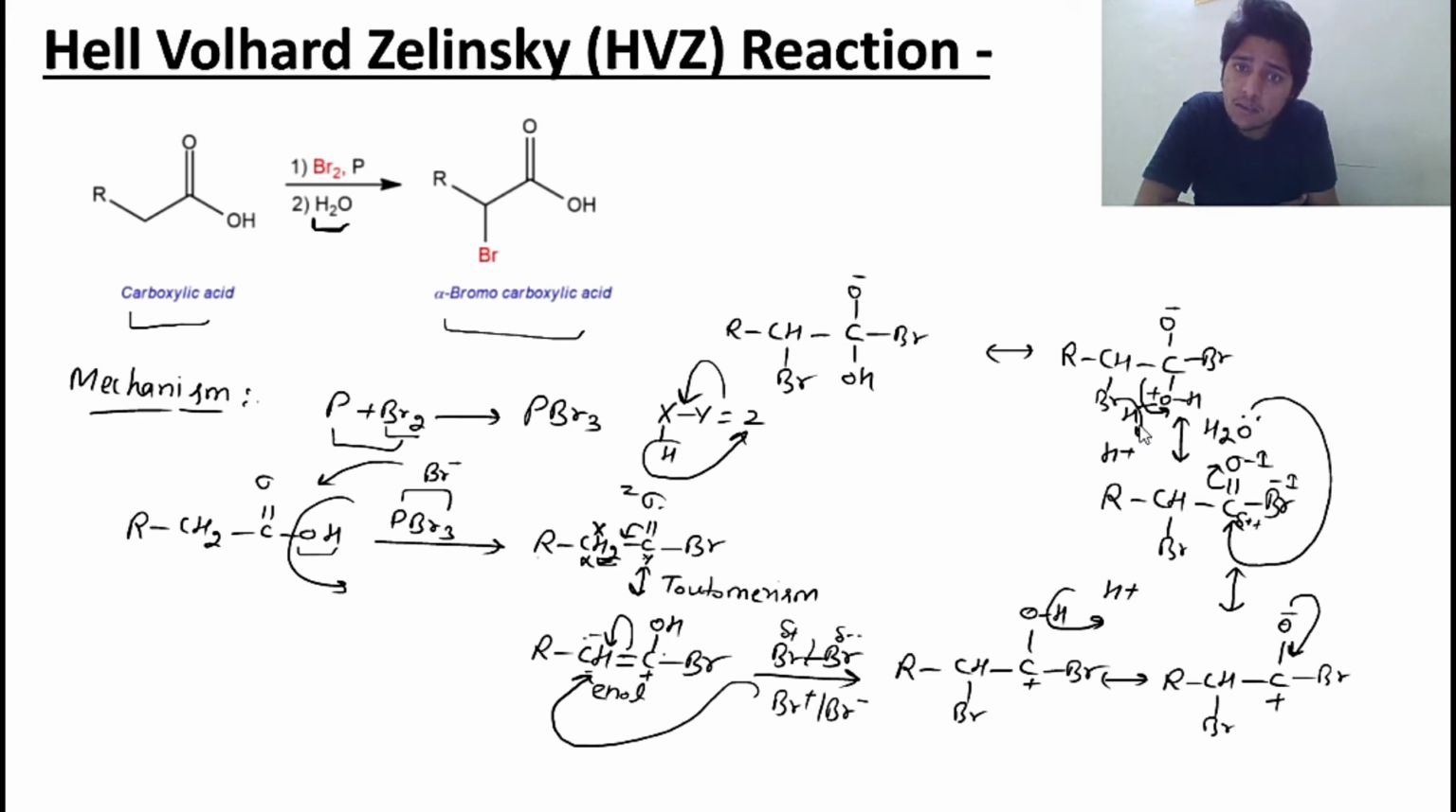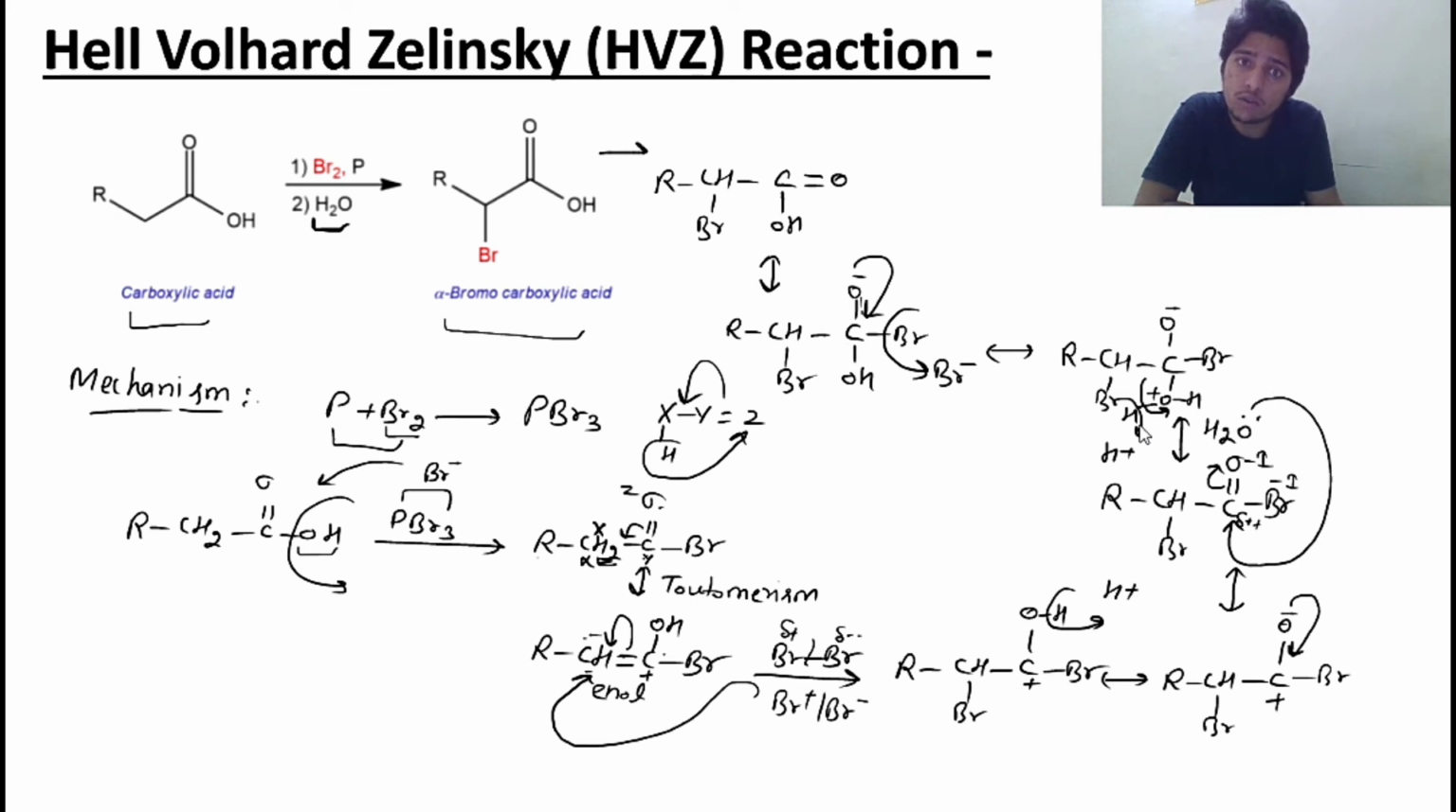Now O minus donates its electrons in the form of back bonding, because Br minus is a very good leaving group and wants to leave. So oxygen donates the electrons, and Br leaves in the form of Br minus. The final product which we get is RCH, here Br, and here carbon with OH and a double bonded oxygen. This double bond is now created because oxygen donated the electrons. Now this is our final product.